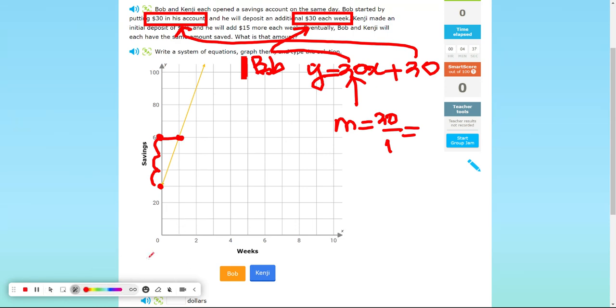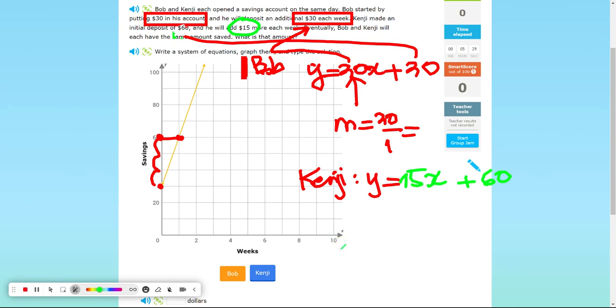Okay, so move on to the next person, Kenzie. Kenzie makes a deposit. Ooh, I don't see the number, so let me erase over here so I can see the number for Kenzie. All right, $60. So Kenzie starts with $60, which goes in the back. And then Kenzie deposits $15 per week, so 15 goes in front of x. So y equals 15x plus 60.